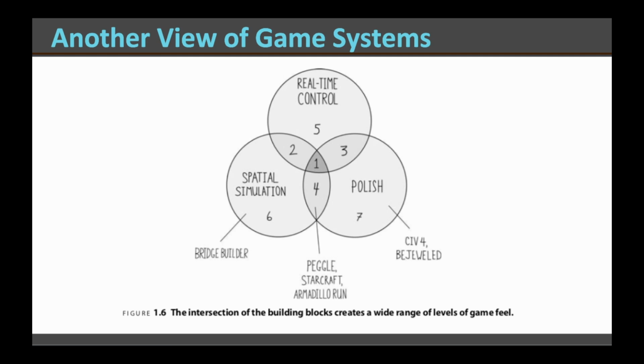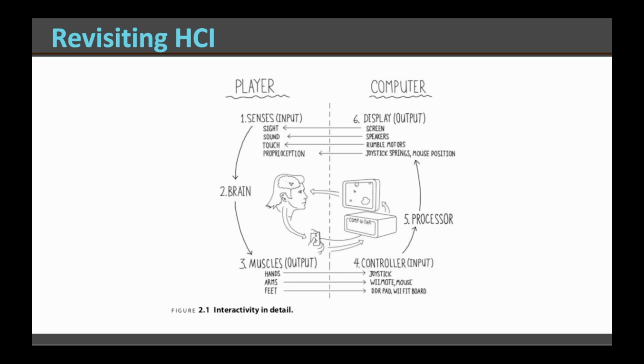So when you have something with good real-time control, that's great. If you have some sort of spatial simulation to it, like Bridge Builder, where the size of the thing on the screen is some abstract quantity within spatial relationships, it's only 2D in Bridge Builder, you can see that it's in a different category, right? So you can have all these overlaps here. Polish are games where the visualizations and modeling and sound are all very well kept, like Civ 4, Bejeweled, etc. This all plays into this HCI-ish loop between machine and human.